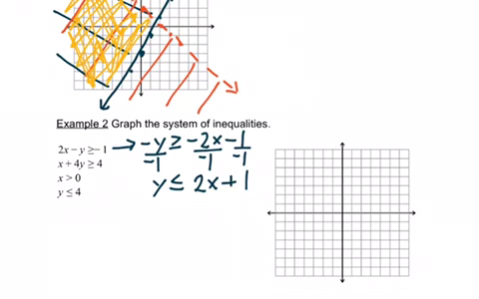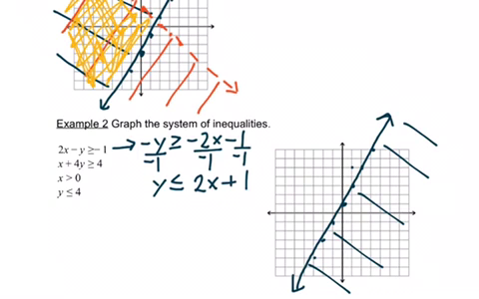I'm going to go ahead and graph that. Y-intercept of 1, slope of 2, so up 2 and over 1. Up 2 and over 1. Can go the other direction as well. Less than or equal to, so a solid line connecting those dots. It's less than, so I'm going to shade below the line for that one.